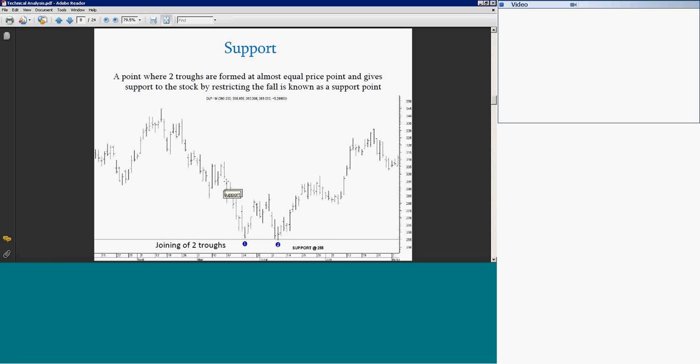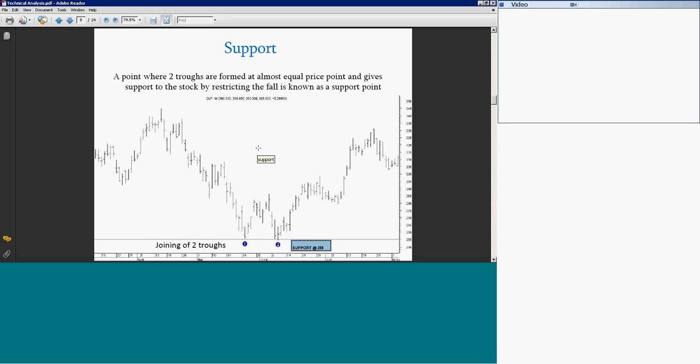This chart shows you what the support is. This is where more troughs are. So as you can see, this is the DLF chart, for somewhere at 255 rupees. This was on the support and moved higher. These two troughs are being joined.